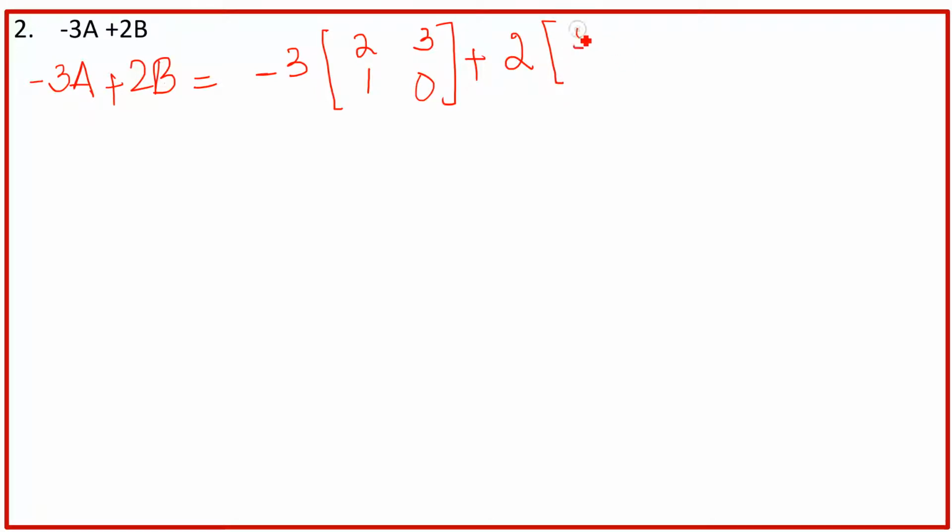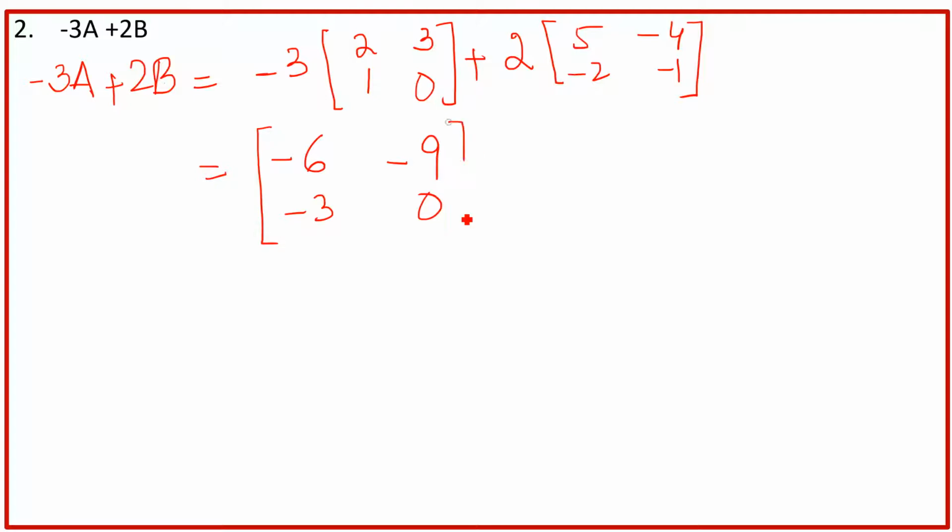5 minus 4, minus 2 minus 1, right? This is B. So same thing. This matrix you have to multiply with -3. It will be 3, 2 times 6, -6, -9, -3, and 0. And then this one, 10, -8, 4, and -2.